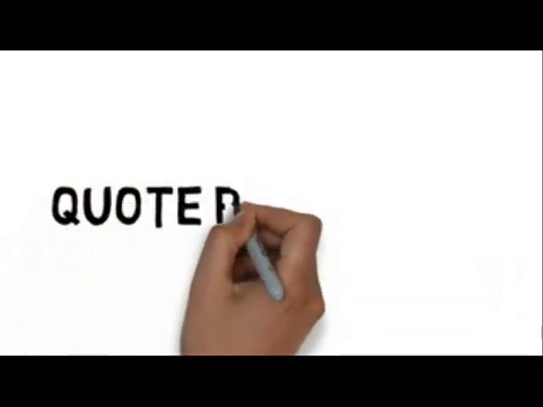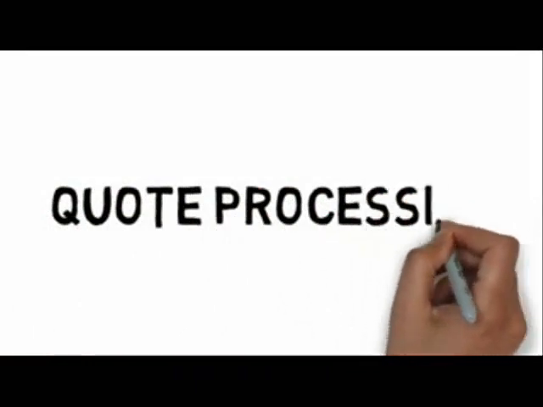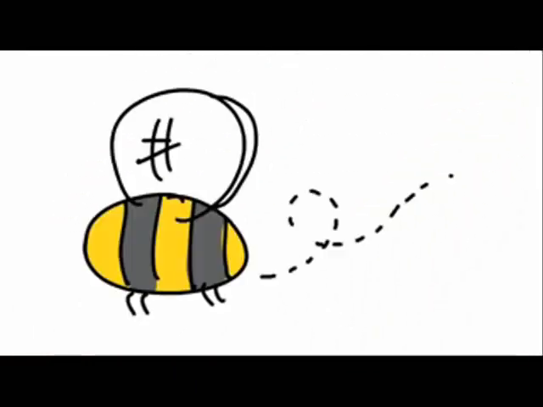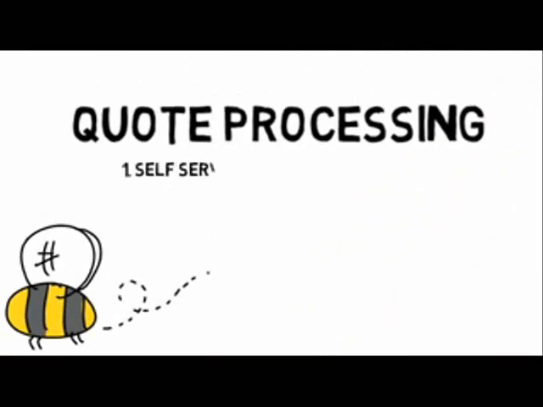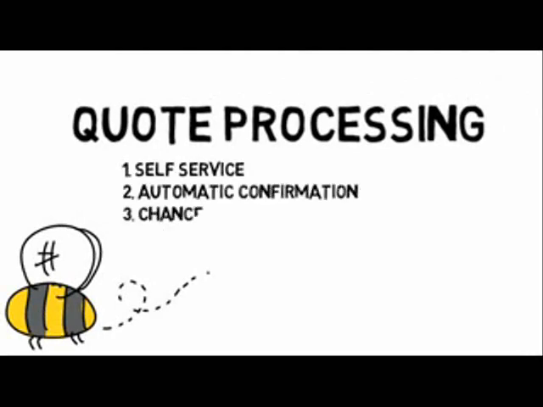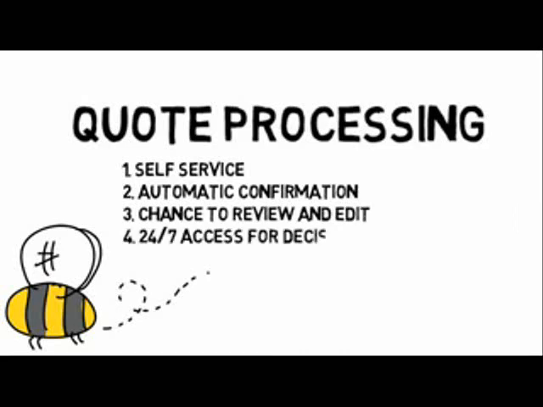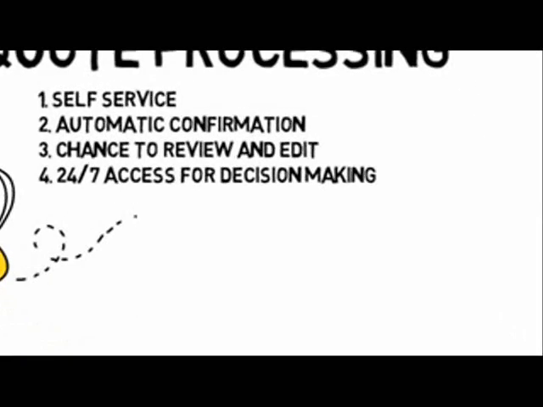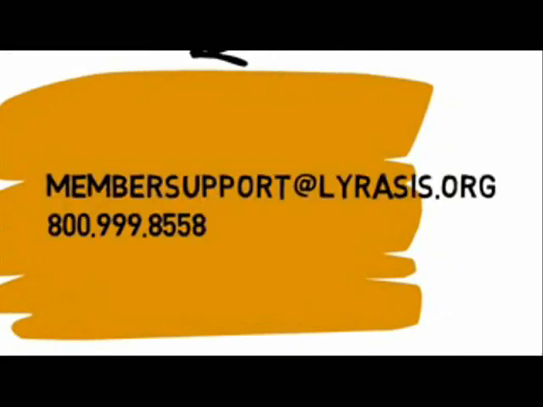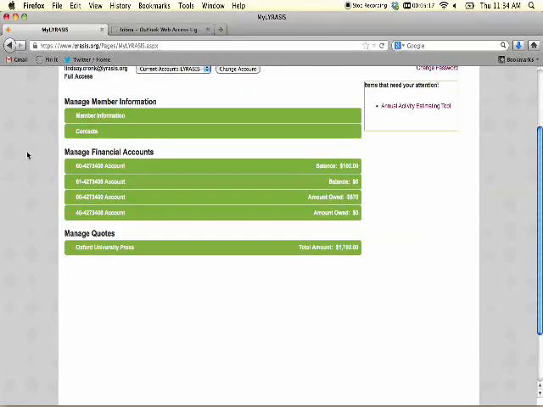Let's talk a little bit now about quote processing. This is, as I mentioned before, the crown jewel of the new MyLYRASIS. It's for you busy bee librarians. It's a self-service option with an automatic confirmation email. It gives you the chance to review and edit 24/7, making your decision at your leisure. If you prefer to receive a standard renewal quote, just reach out to member support at lyrasis.org.